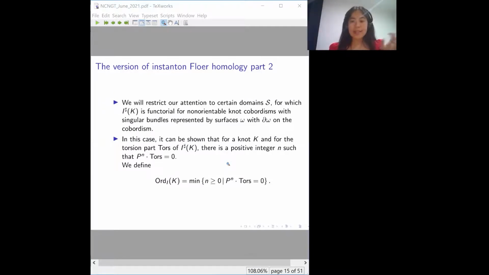In this case, it can be shown that for a knot K, the torsion part of I sharp of K is killed by a power of P, and so we can define the torsion order to be the minimum power of P that kills the torsion part.